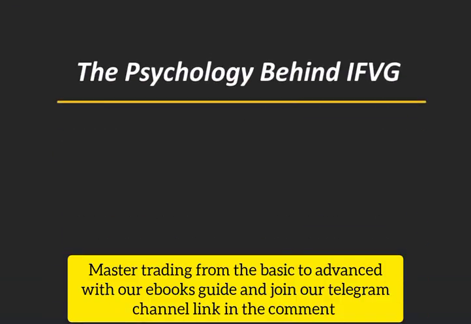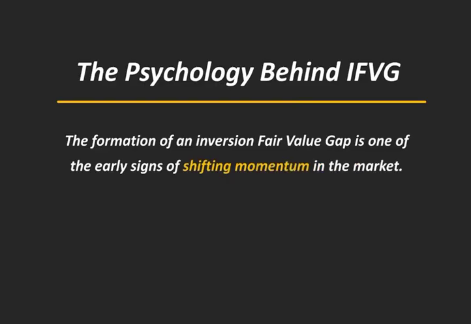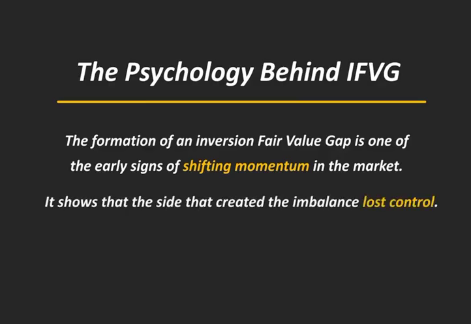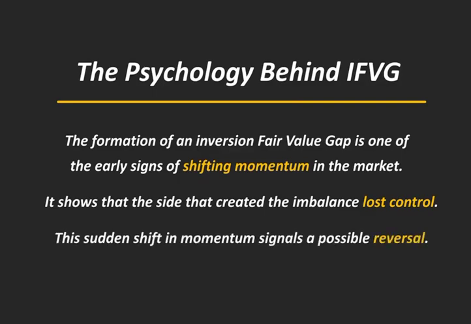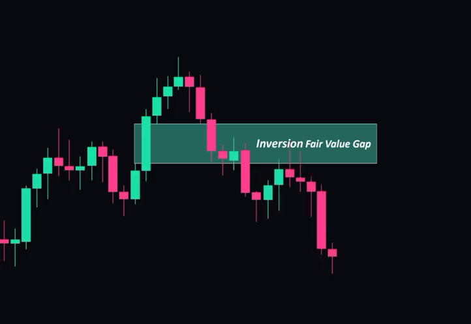Now, what's the psychology behind the inversion FVG? The formation of an inversion fair value gap is one of the early signs of shifting momentum in the market. It shows that the side that created the imbalance lost control. This sudden shift in momentum signals a possible reversal. From basic price action, we know that after a breakout, support turns into resistance, and vice versa. Same thing applies to fair value gaps as well. When a bullish fair value gap that used to be our demand area breaks to the downside, it turns into a supply zone. So now we can anticipate a rejection from the inversion FVG to the downside.